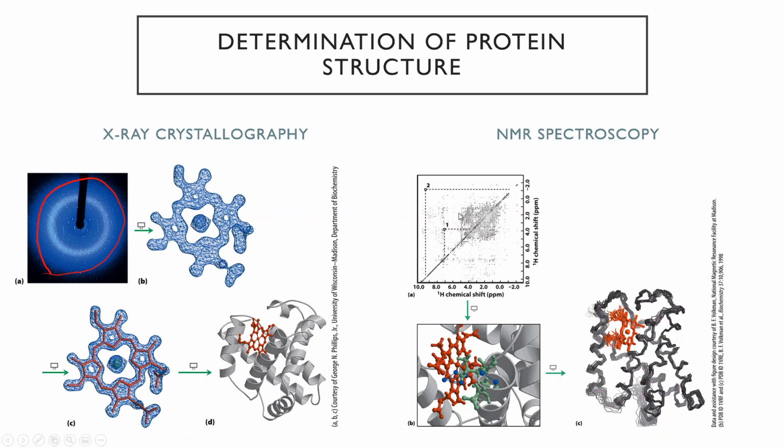So these are just how these structures are determined in the first place. Whenever you see a three-dimensional picture or cartoon of a protein, it was probably worked out by either X-ray crystallography or NMR spectroscopy. But you can also work out these structures mathematically with computer programs, just from the amino acid sequence.